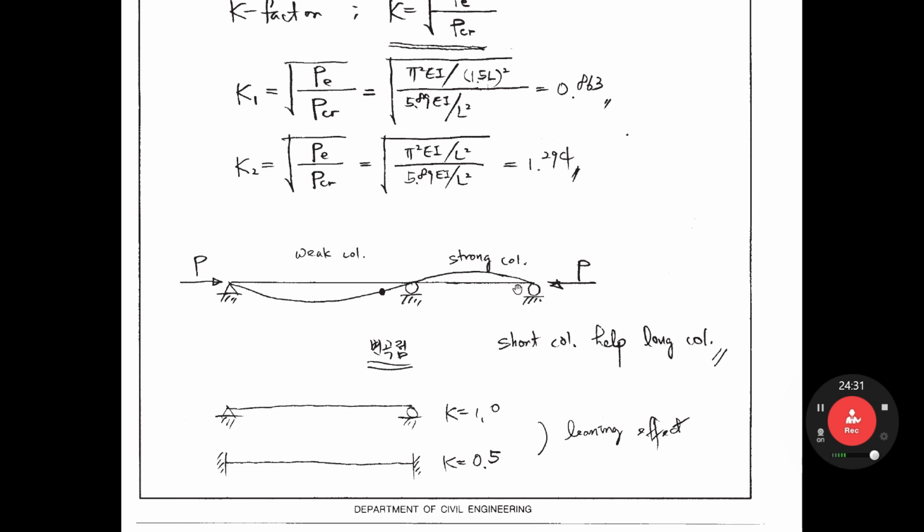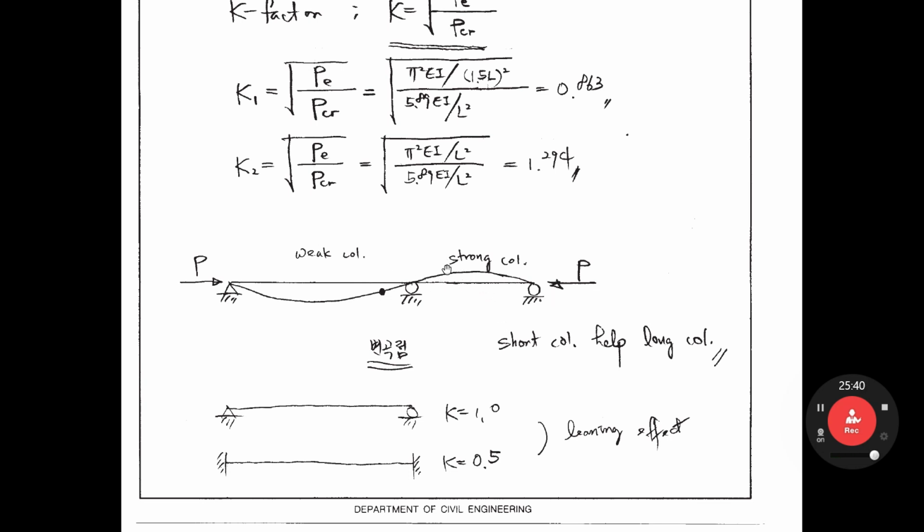Okay? What happened? You know, they are connected. So the phenomenon here is that this strong column helps the weak column. That means the strong column prevents the buckling of the weak column. So in another way, we can express it like this. The weak column gets some help from the strong column. If they are independent, this weak column K must be 1.0. This short column also K equals 1.0. But they are connected, so they are correlated.